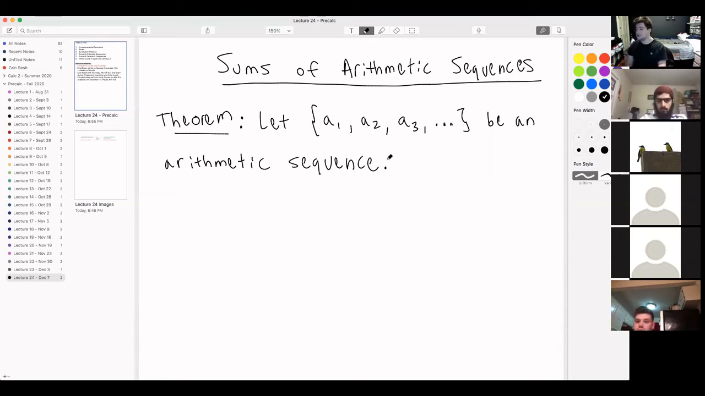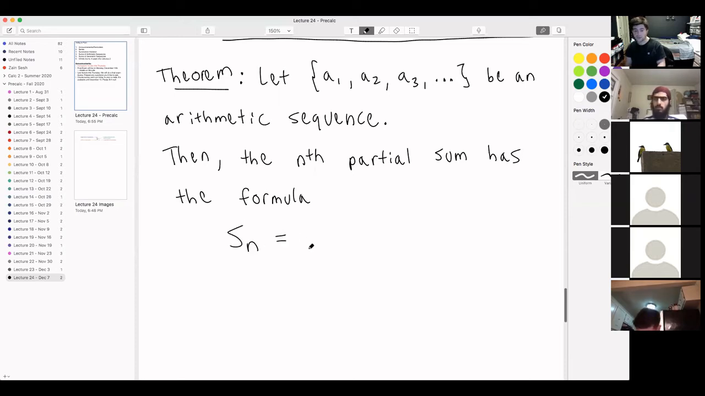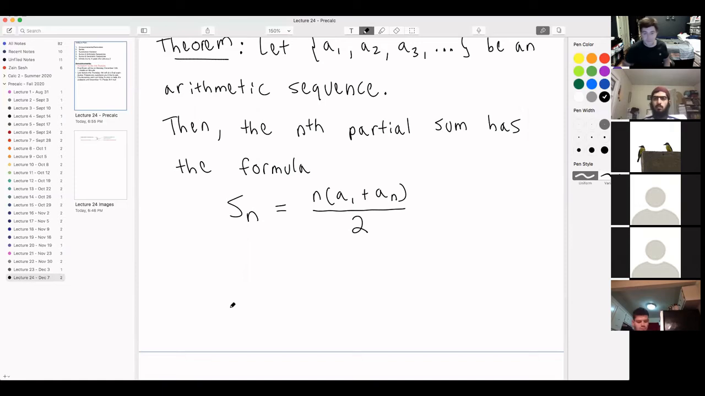Okay, so we have a formula for the nth partial sum, a very nice formula. Then the nth partial sum has the formula. So that's a very pleasant formula. So S sub n, the nth partial sum, which in other words is the sum of the first n terms, is simply given by this. It's n times (a1 plus a sub n) divided by 2. Okay, so that's really nice. You can sum up the first n terms of an arithmetic sequence very quickly just by plugging into a formula.